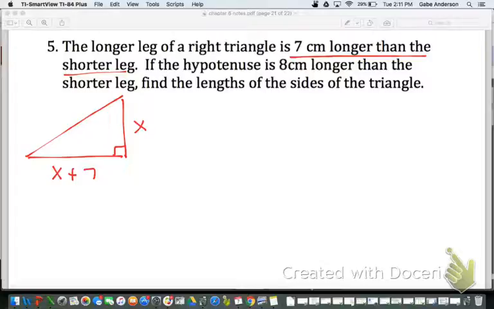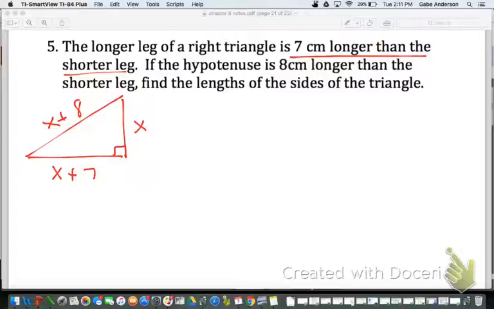Then it goes on to talk about the hypotenuse. The hypotenuse is 8 centimeters longer than the shorter leg. So what do you think the hypotenuse should be labeled? X plus 8. I agree.